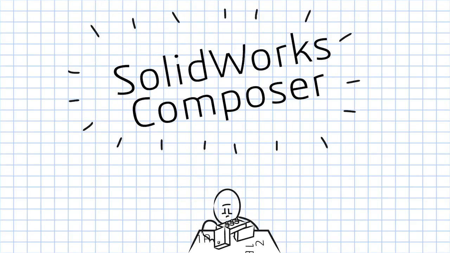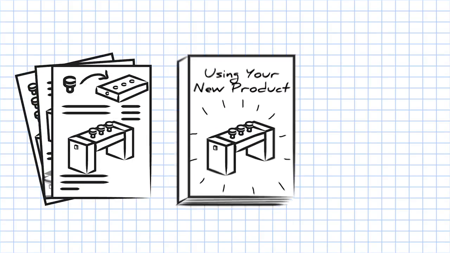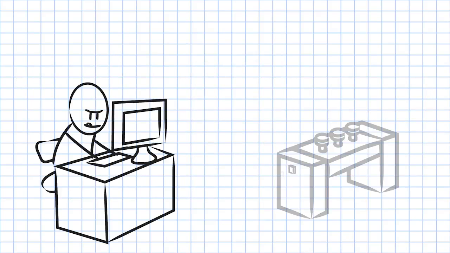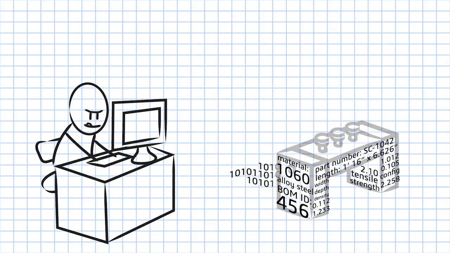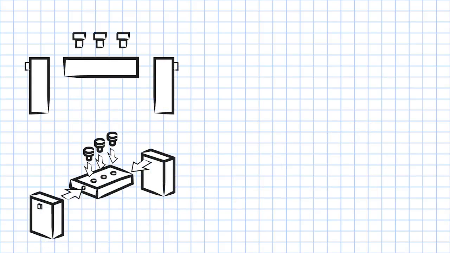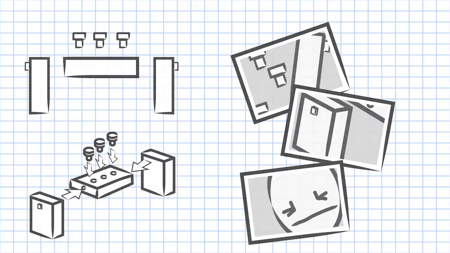Enter SolidWorks Composer. SolidWorks Composer is the tool for creating high-quality assembly instructions, product manuals, and any type of technical communication. You can access the data directly from the original CAD design, so there's no need to recreate part numbers. SolidWorks Composer's high-quality graphics are easier to understand than any photograph.